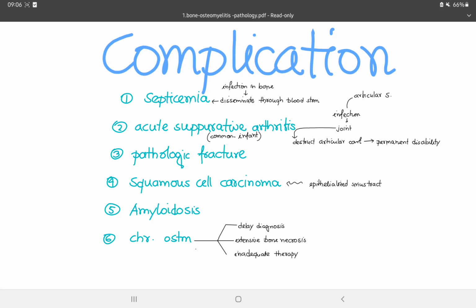Complications. Complications of osteomyelitis are septicemia, acute suppurative arthritis, pathologic fracture, squamous cell carcinoma, amyloidosis, and chronic osteomyelitis. As the infection in the bone occurs, it can disseminate through the bloodstream and cause septicemia. Acute suppurative arthritis: from the articular surface, the infection can go into the joint and destroy the articular cartilage and cause permanent disability. The epithelialized sinus tract can cause squamous cell carcinoma. Chronic osteomyelitis occurs when there is delay in the diagnosis, extensive bone necrosis, or inadequate therapy.